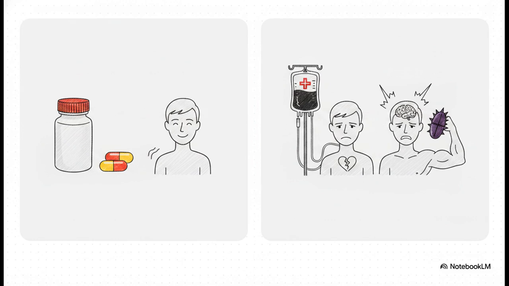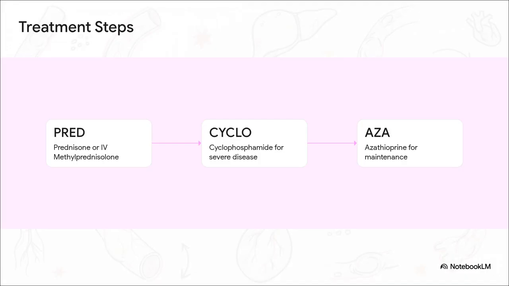But if they do have severe PAN, like an ischemic bowel or an impending stroke, we need to bring out the heavy hitters. We're talking pulse IV methylprednisolone paired with a really strong cytotoxic agent, cyclophosphamide. To keep this straight on exam day, just get this rhythm in your head: pred to cyclo to AZA. Step 1 is pred. You always induce with steroids. Oral prednisone if it's mild, IV methylprednisolone if it's severe.